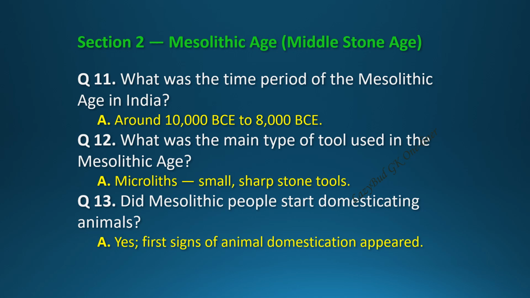Question 12. What was the main type of tool used in the Mesolithic Age? Answer. Microliths, small, sharp stone tools. Question 13. Did Mesolithic people start domesticating animals? Answer. Yes, first signs of animal domestication appeared.